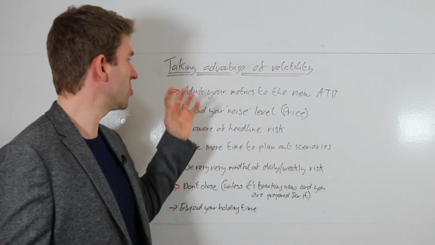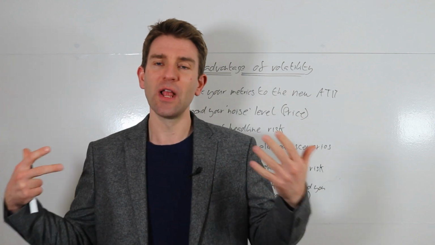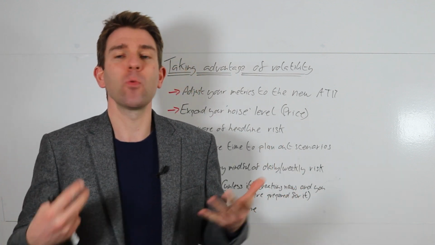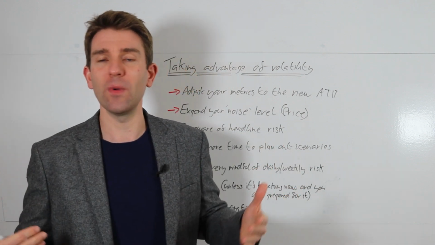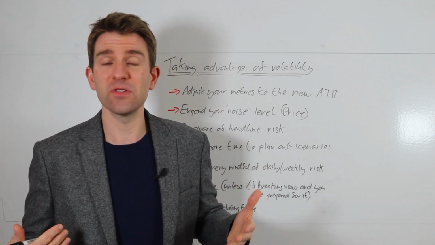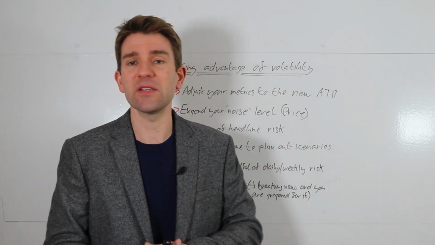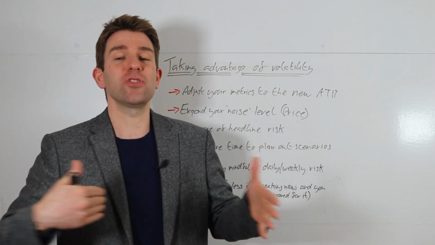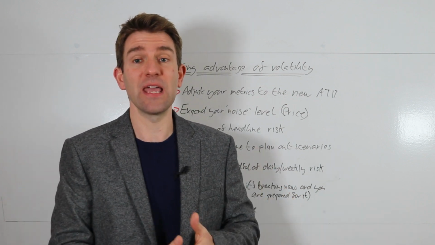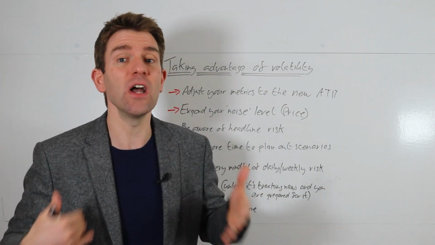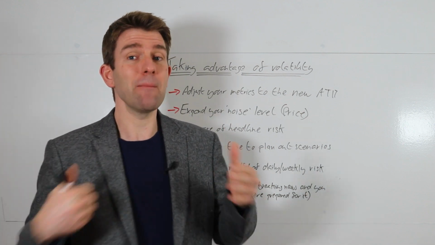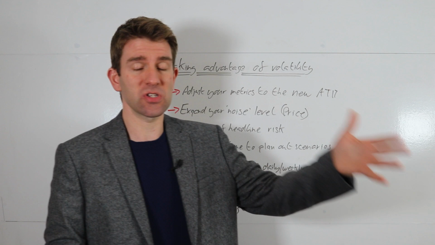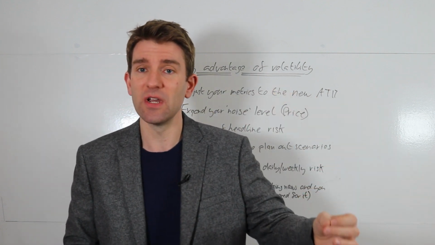The first one is to adjust your metrics to the new average true range. Pretty obvious, but worth saying. If you normally had a stop of, say, 30 points on the Dow or 3 points on the S&P, or whatever you're trading, make sure you adjust the order of magnitude for the volatility. It might well be that you now have a 300-point stop on the Dow, and that may put you out of the game, because the size of the stop, if you're trading futures, may well be too much.